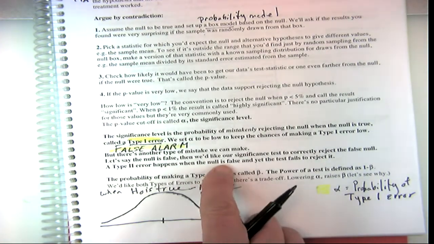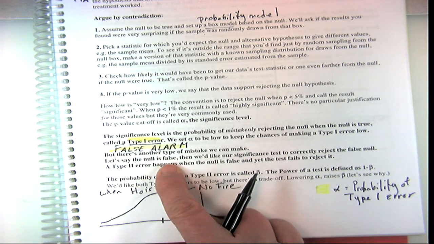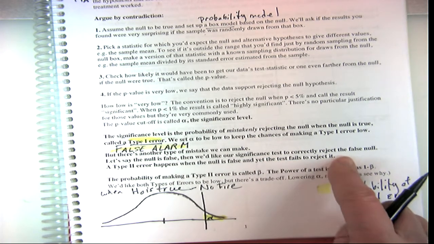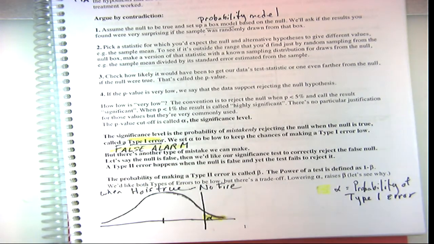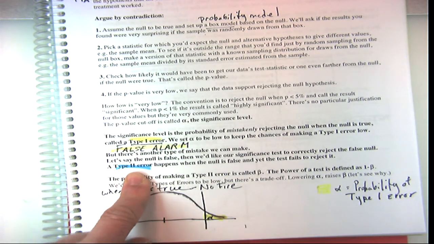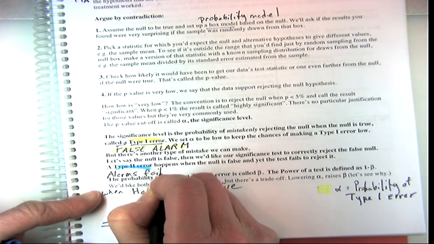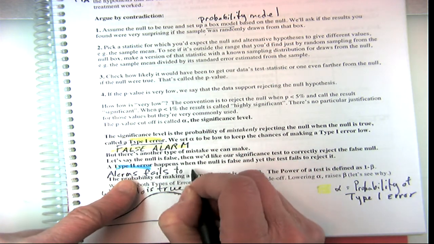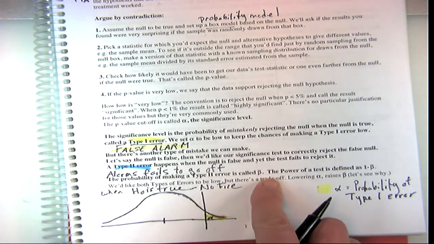All right, but there's another type of mistake that we can make. And that's when the null is false. What if we don't reject the null when it's false? When the null is false, then we'd like our significance test to correctly reject the false null. So a type 2 error, I'll code it in blue, happens when the null is false and yet the test fails to reject it. So it would be like if there was a real fire and the alarm failed to go off. That would be a worse error, right? So it's that the alarm fails to detect a fire that's really there. And so the probability of making that type 2 error is called beta.